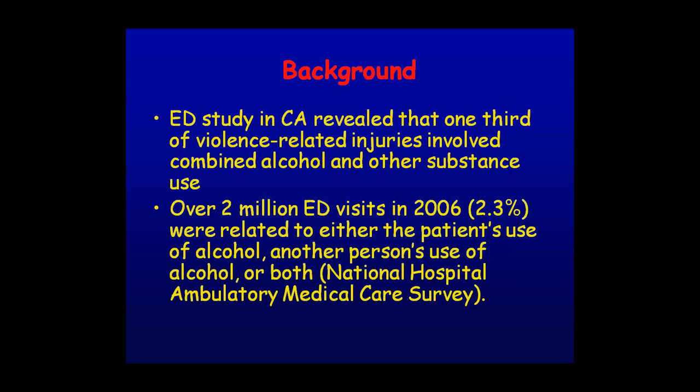let me know. Another ED study that has been done in California revealed that one-third of the violence-related injuries involved combined alcohol and other substance use. So again, here we have the issues we talked about initially: the illness, meaning the substance use related consequences; the injury that could result from substance use as a presentation; and the violence related injuries in particular, which usually involve some substance, whether alcohol or other drugs.